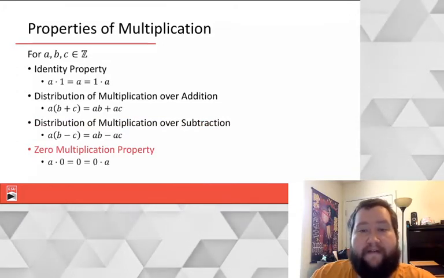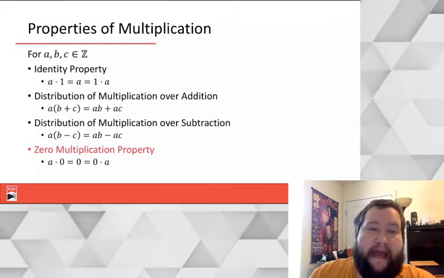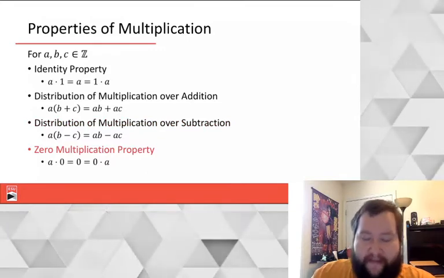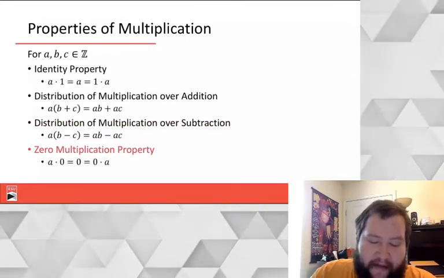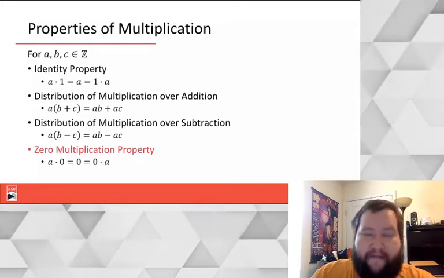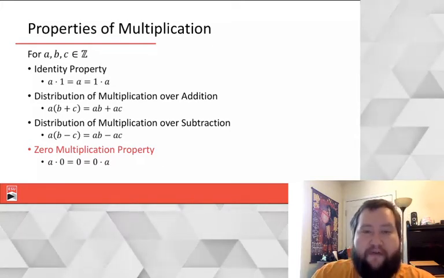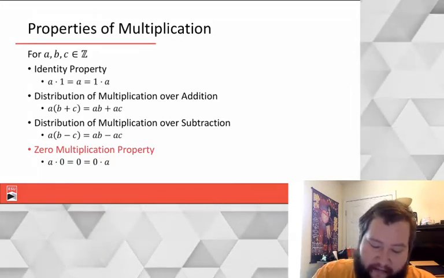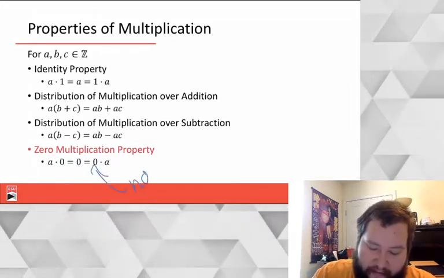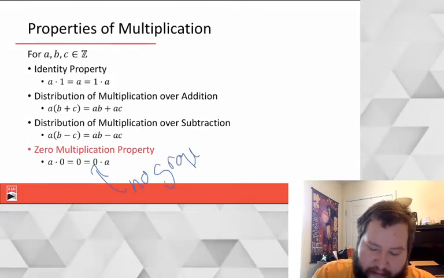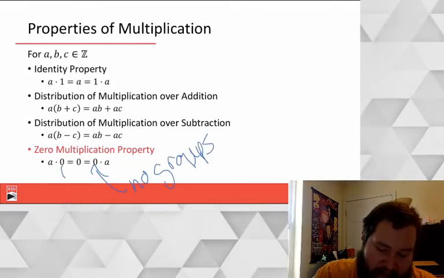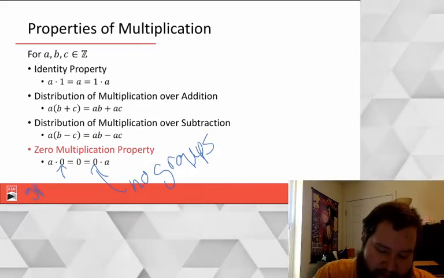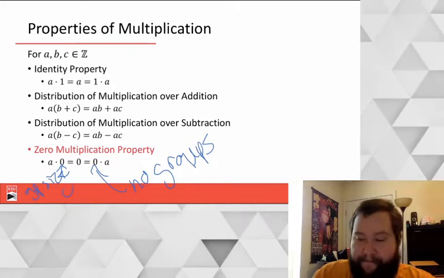And then we have what's called the zero multiplication property. Any number times 0 is 0. And the same is true for 0 times a number. So no matter how many groups of 0 you have, you're left with 0. And also, if you have no groups, it doesn't matter how big they are, you have 0. So that's no groups, pretend, and that is group size is 0.